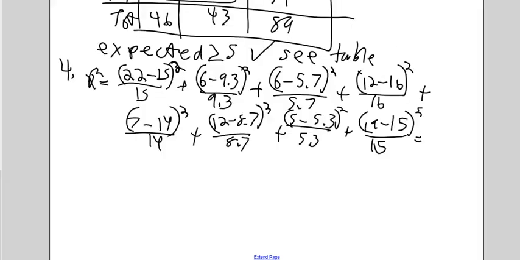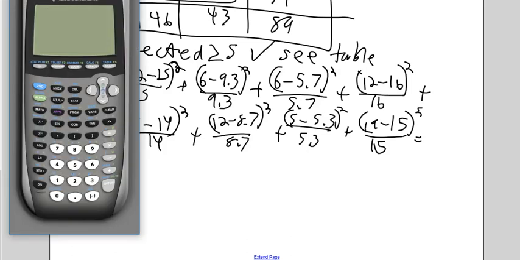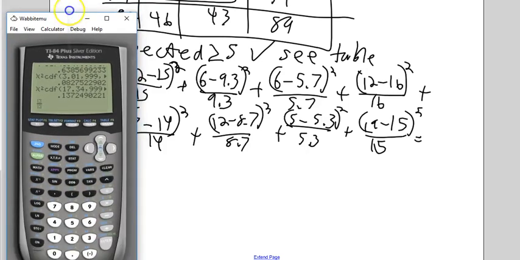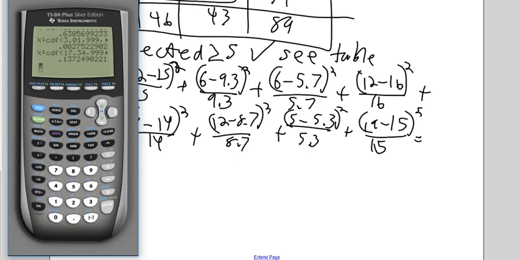All right, so we take out our calculator. And we're going to do this very carefully. Alpha, y equals, get a fraction. We're going to do the first one, 22 minus 15. So parentheses, 22 minus 15, parentheses, squared. Down the bottom is the 15. Go to the right, hit plus. Go very slowly on this. You don't have to start over.